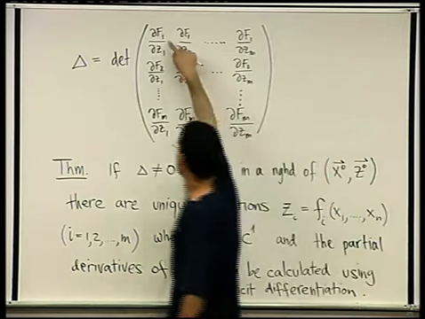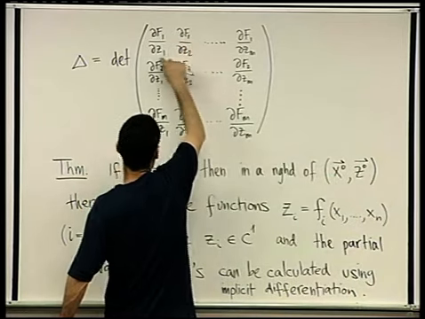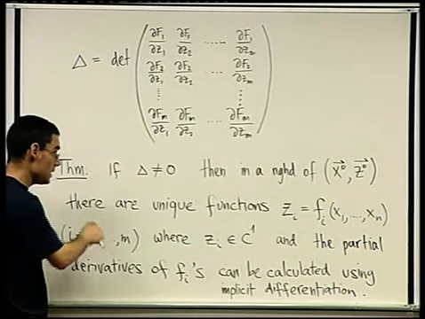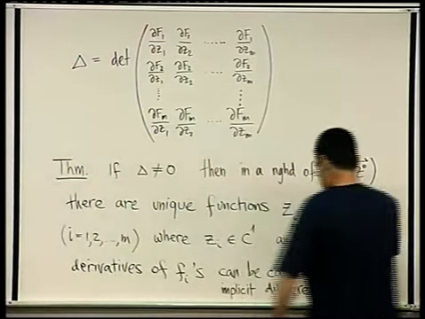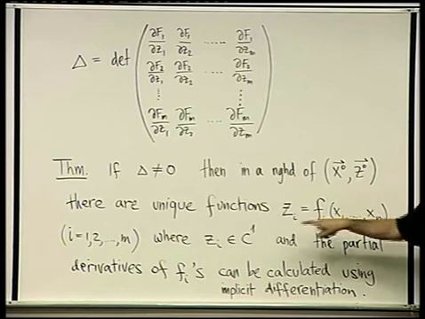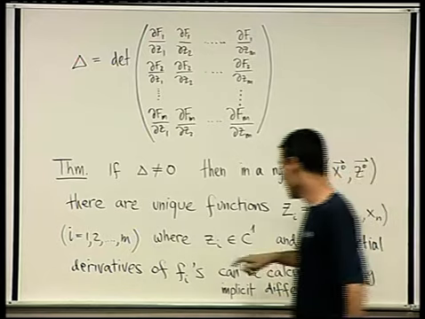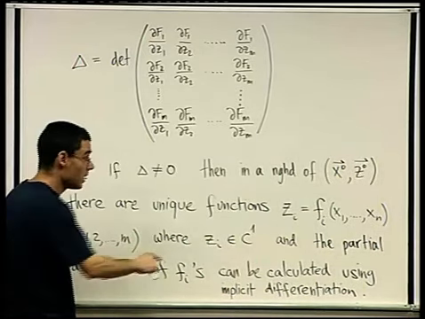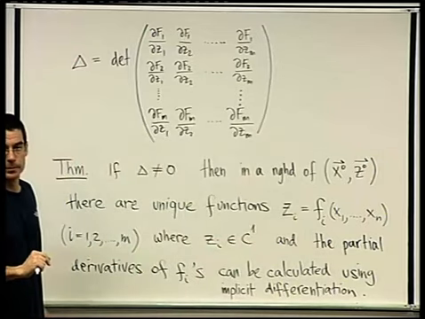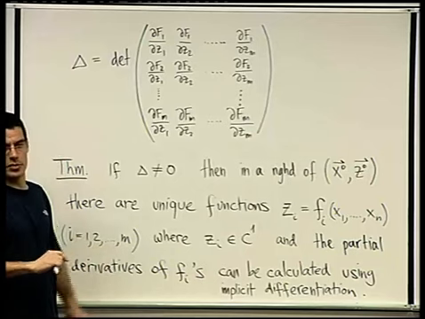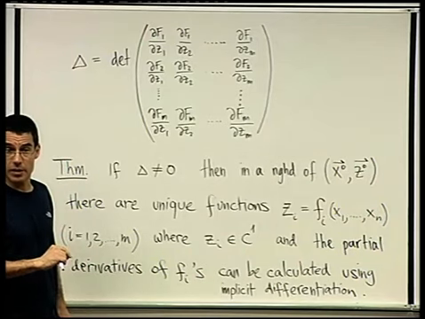The derivatives of the f's with respect to the variables which you want to write as functions of the others. Then there are unique functions, u equals f1 of x and y, and v equals f2 of x and y. Good? Everybody? Wonderful. We know the functions are C1, and we want to calculate the partials now. And the partials we're going to calculate using implicit differentiation. We'll see that in a second.